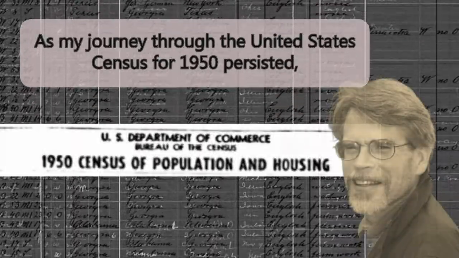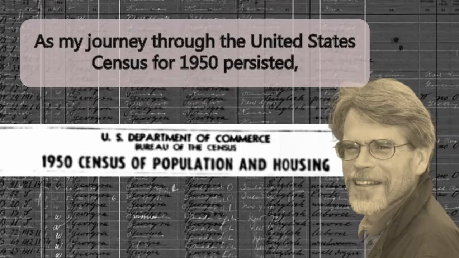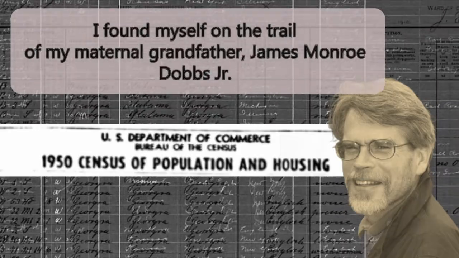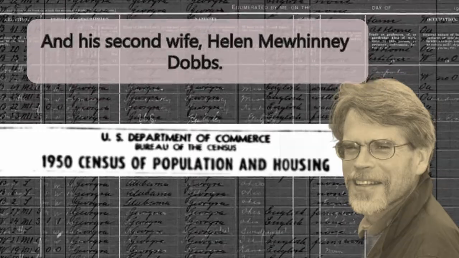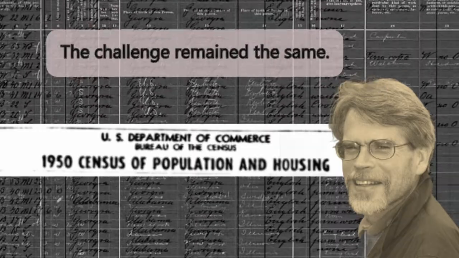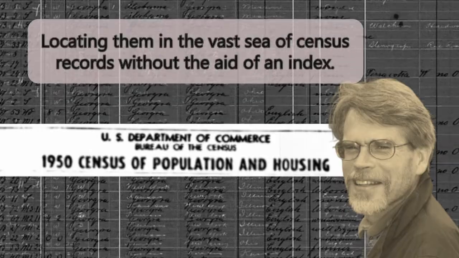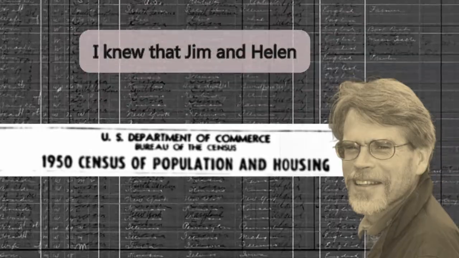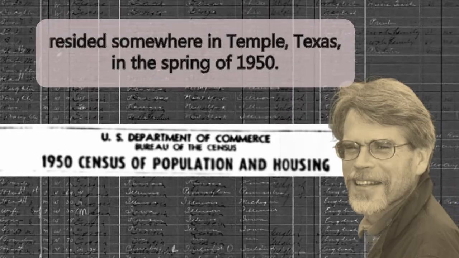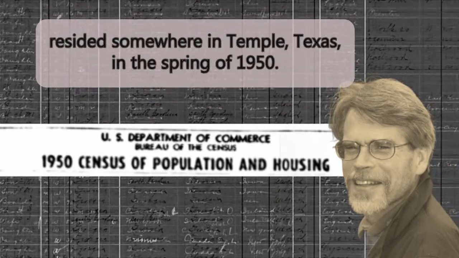As my journey through the United States Census for 1950 persisted, I found myself on the trail of my maternal grandfather, James Monroe Dobbs Jr., and his second wife, Helen Winnie Dobbs. The challenge remained the same: locating them in the vast sea of census records without the aid of an index. I knew that Jim and Helen resided somewhere in Temple, Texas, in the spring of 1950.